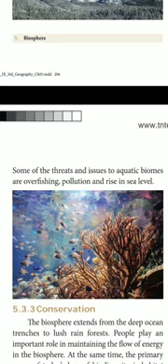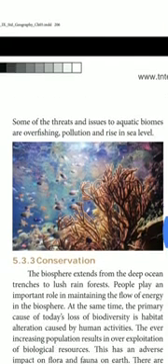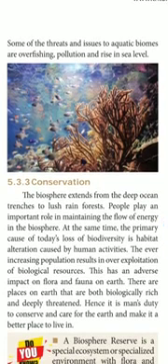Next one is the conservation. How can we conserve this biosphere? This biosphere extends from the deep ocean range to lush rainforest. People play an important role in maintaining the flow of energy in the biosphere. At the same time, the primary cause of today's loss of biodiversity is habitat alteration caused by human activities. The ever-increasing population results in over-exploitation of biological resources. See, listen, day by day the population is increasing. Due to the overpopulation, what will happen? It will exploit the biological resources. This has an adverse impact on flora and fauna on Earth.